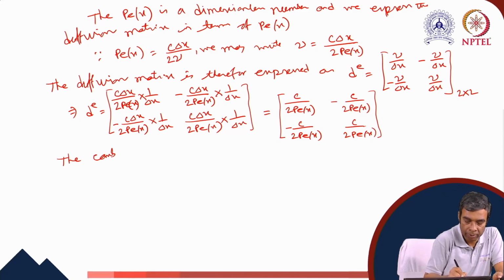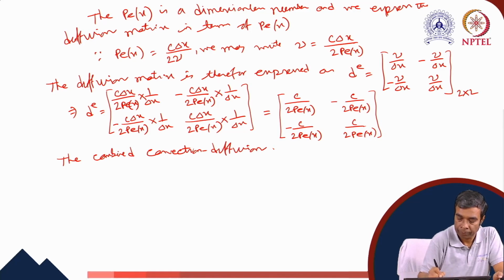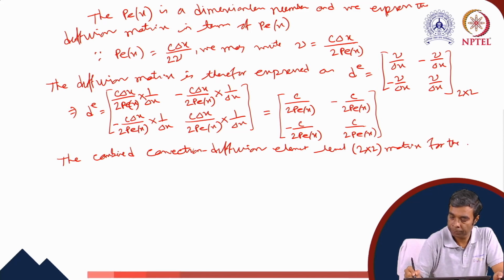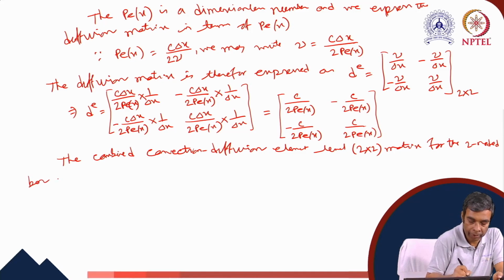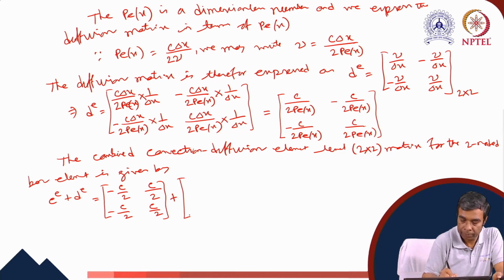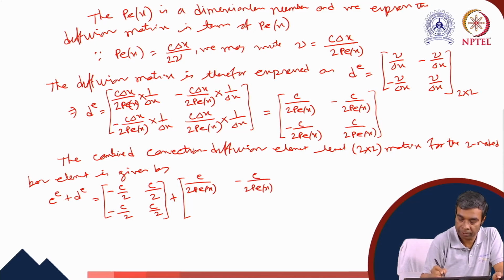The combined convection diffusion element level 2 by 2 matrix for the two-noded bar element is given by CE plus DE equals minus C by 2, C by 2, minus C by 2, C by 2, plus C by 2 Pex, minus C by 2 Pex, minus C by 2 Pex, C by 2 Pex.